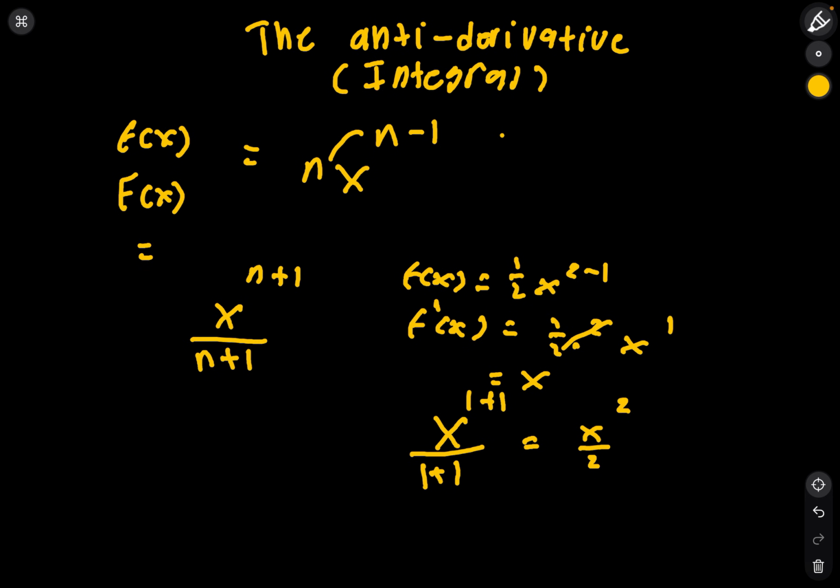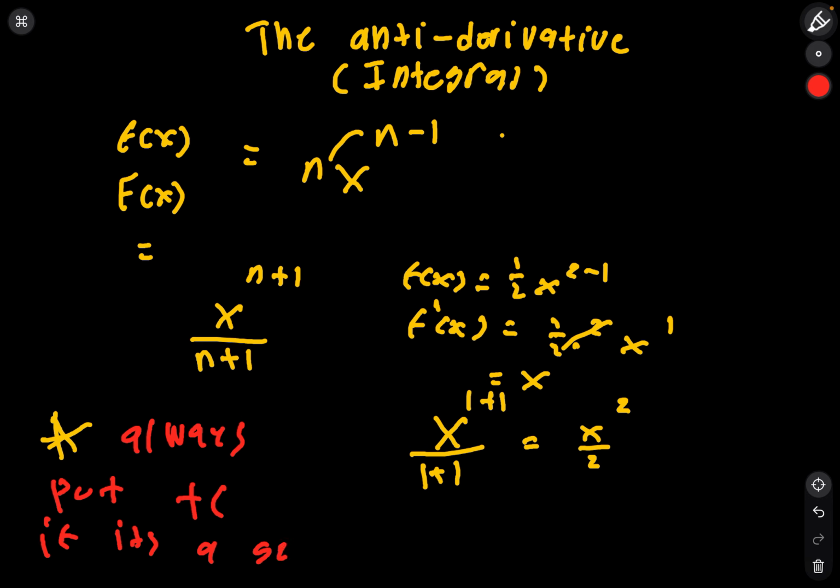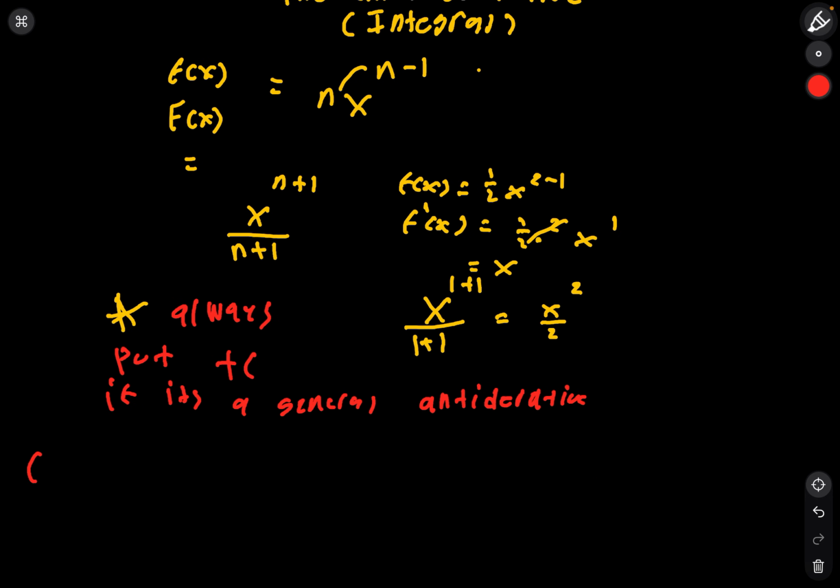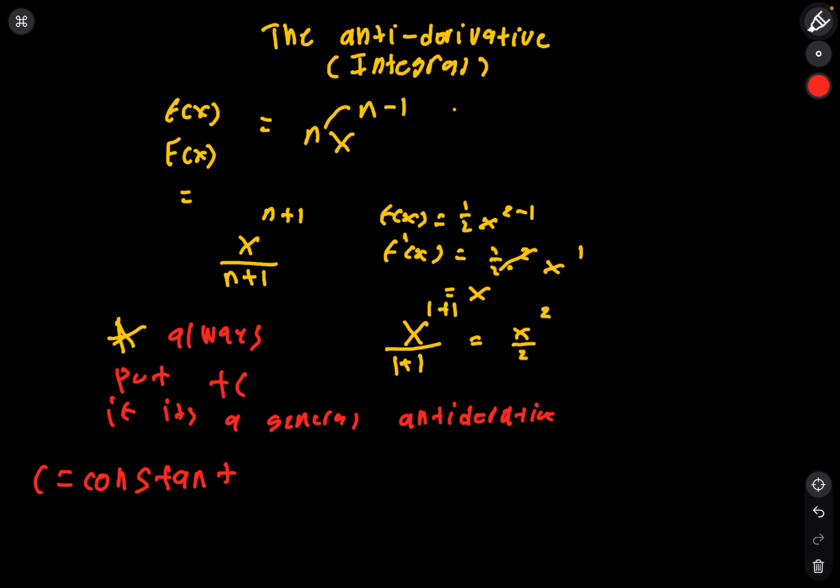Another rule of thumb to always follow is to always put this important notation. I'm going to put a little star. And that is to always put plus C if it's a general antiderivative. What do I mean by that? Well, what plus C means is that C is a constant. You might be wondering, well, it might not be that important since it's only the x function. But here's what I mean by that.